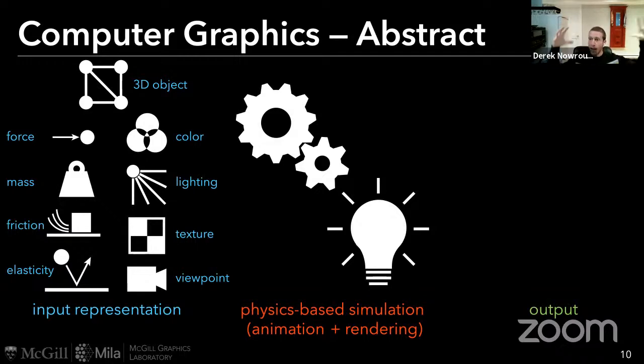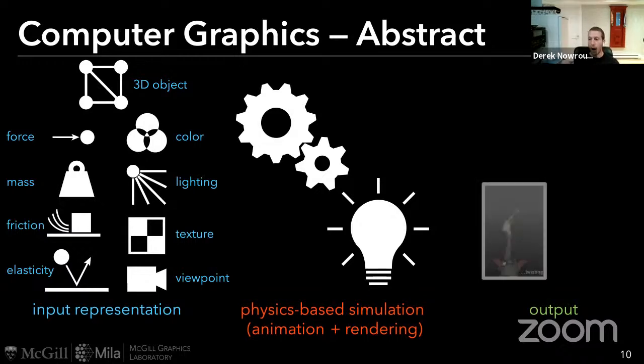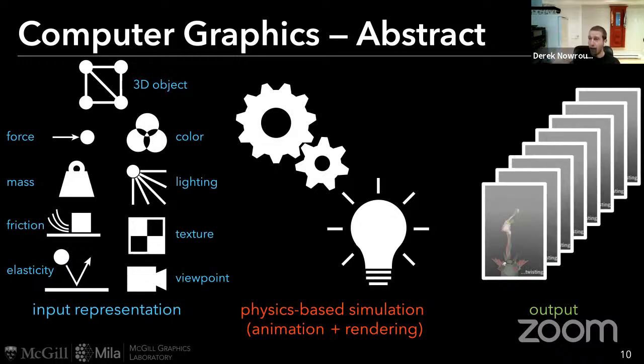Where are the light sources in my scene? They're clearly going to impact the final image that I render. Is there texture on the object? And where's my viewpoint? What kind of camera do I have? And then finally, the outputs are either a single image, or a sequence of images to form an animation.